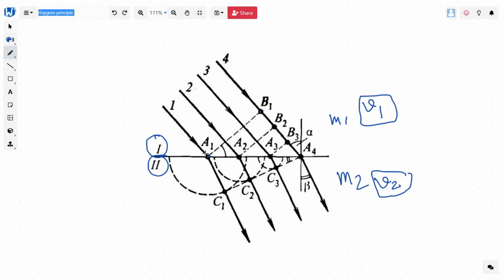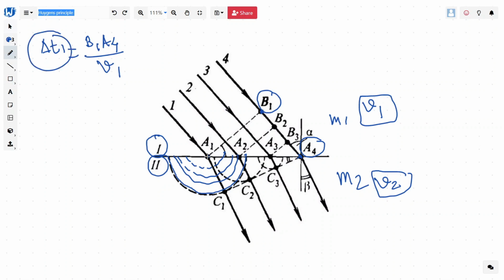Now, when ray number 1 meets here, it forms a secondary source of another spherical wave. So it starts emitting waves like this, and the wavefront moves in this direction. Now assume after time delta t1, it reaches somewhere here. In the same time, the ray from B1 reaches the interface at A4. As the ray from B1 to A4 travels at a velocity v1, delta t1 is going to be B1A4 divided by v1. So with this velocity it travels this much distance, hence the time is t1. In the same time, the ray from A1 travels to C1, but at a velocity v2 in this medium. So we can write it like this.